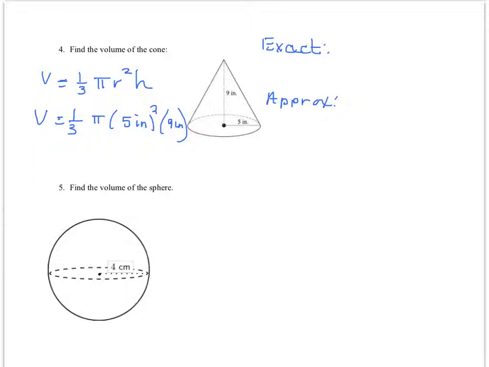So here we go. So volume is 1/3 pi. 5 squared is 25 inches squared times 9 inches. Since there's a 3 on the bottom and a 9 on the top, I'm going to cancel those and change the 9 to a 3. So my volume, I'm going to stick the pi at the end because I'm going to get an exact value, will be 75 pi inches cubed. So that's my exact.